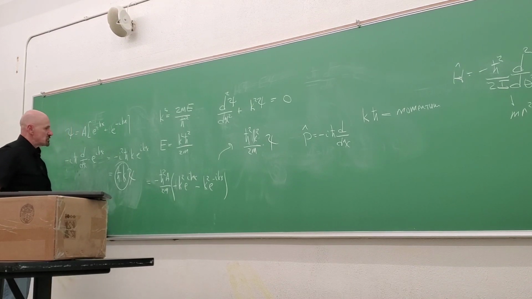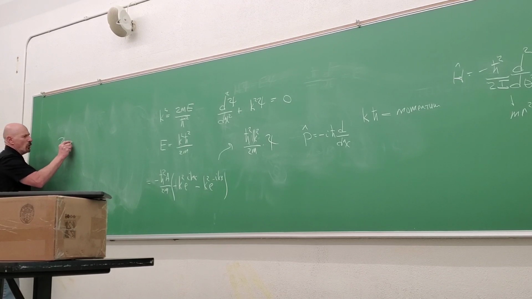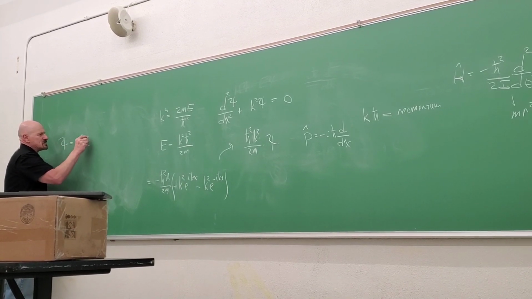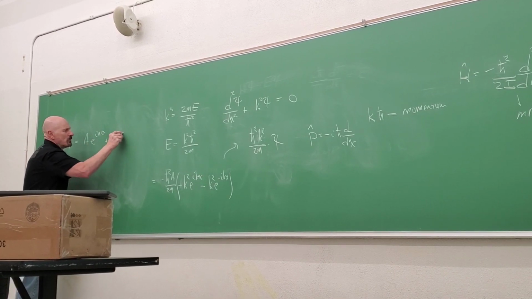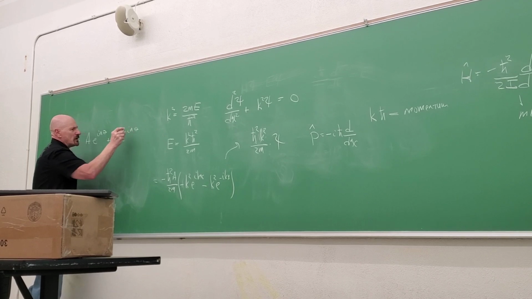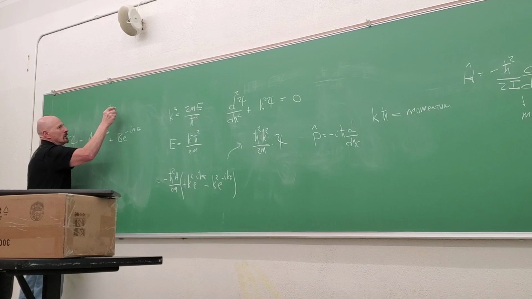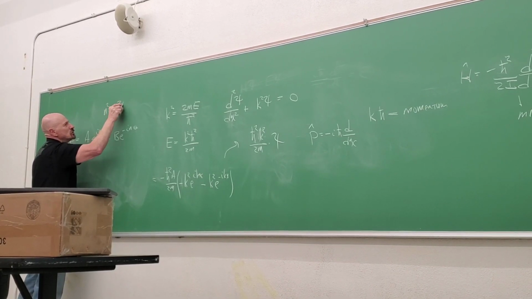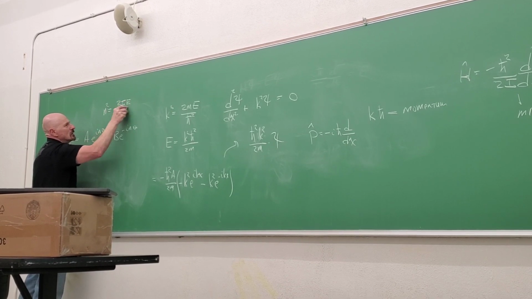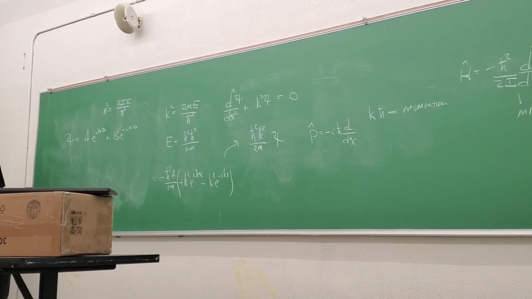Well, that will be, because you're going to get an answer that looks like this, and that's what I've given you in the homework. You're going to have A e to the i n theta, and B e to the minus i n theta. And your n squared will be 2IE over h bar squared. Now n, just like k, we haven't determined what those values are.